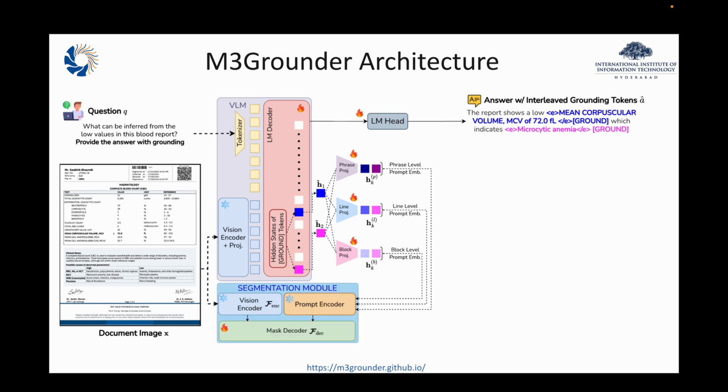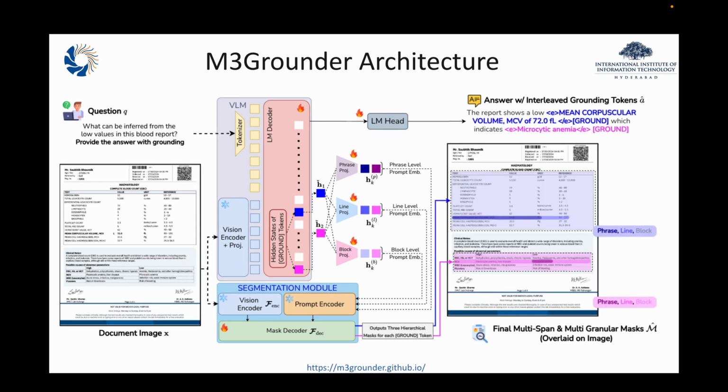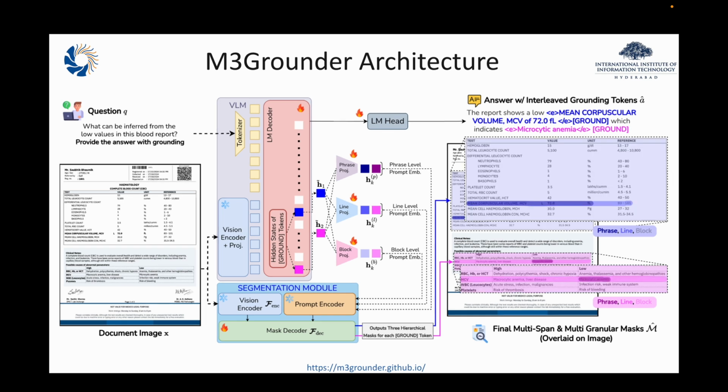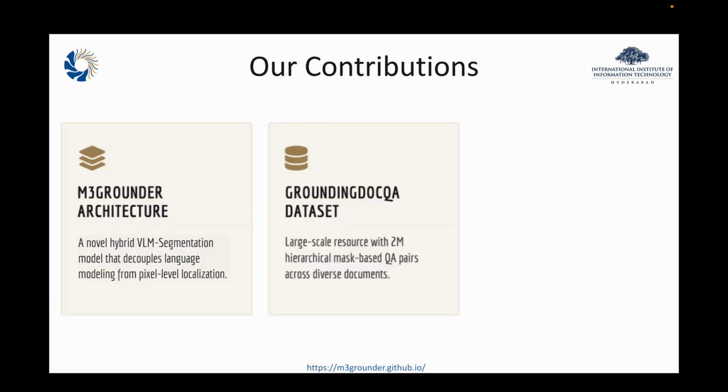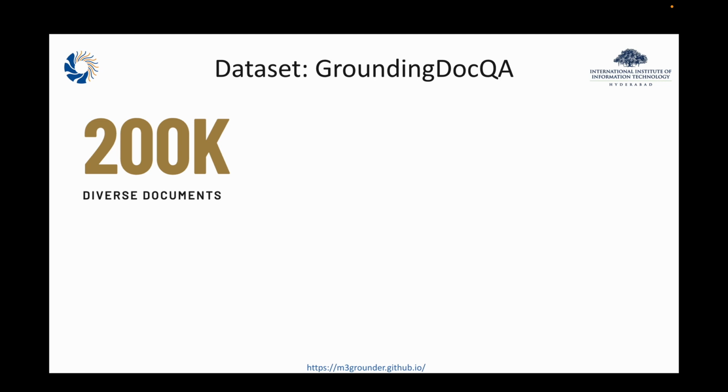These tokens are then provided to the segmentation module, which till now has taken the document image and processed it in the vision space and produces a bunch of vision embeddings. These prompts are then passed to the prompt encoder. Together they are given to the mask decoder, and the mask decoder generates 3 hierarchical masks for each ground token, which is shown as follows. Here, for the 2 spans that the model considers to be important for grounding, 3 different levels of hierarchical grounding masks are produced.